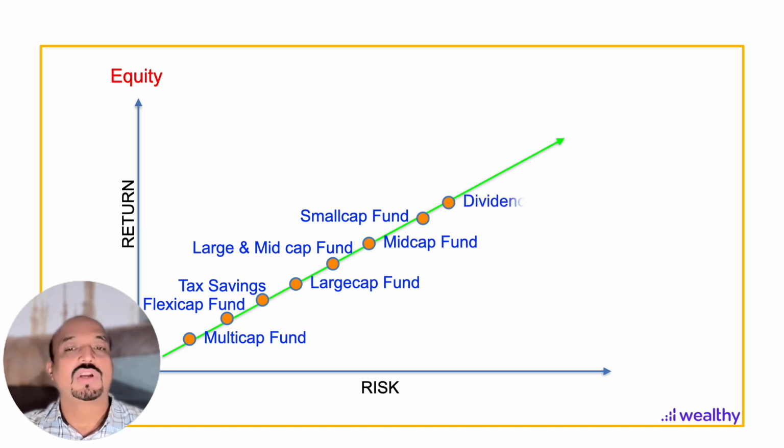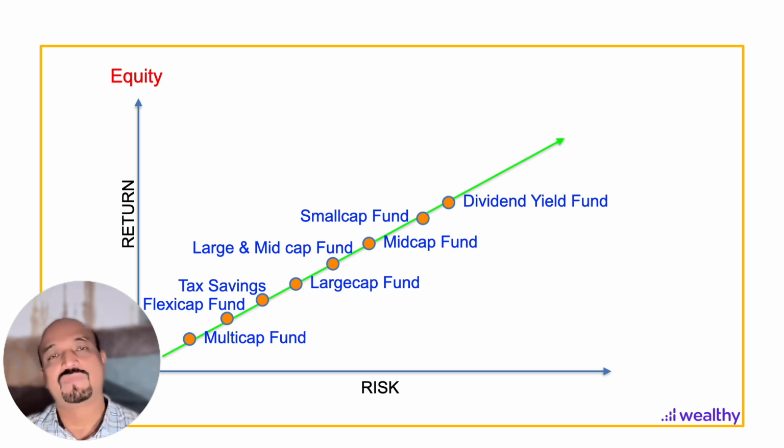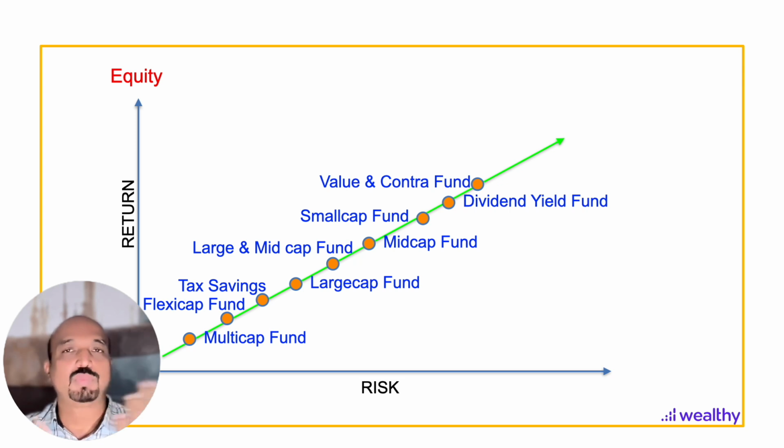Next, you have value and contra funds. The value and contra funds, as the name suggests, are value funds where the fund manager will try to buy stocks which are undervalued in nature. And in contra fund, they take a contrarian approach. Let's say one particular sector is not doing well. He'll allocate a higher allocation to that particular sector so that when the sector starts doing well, the portfolio returns could become much better from there.